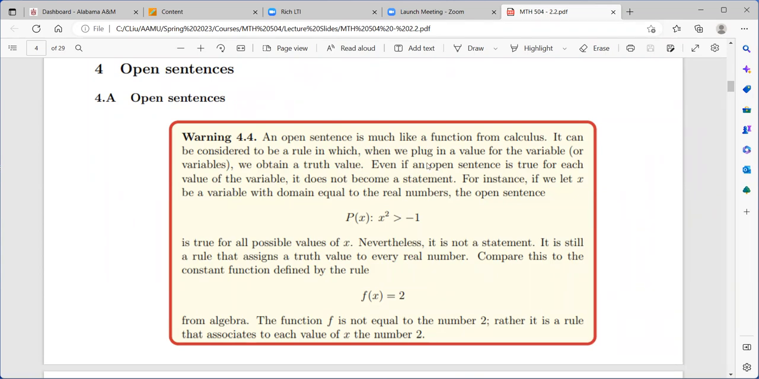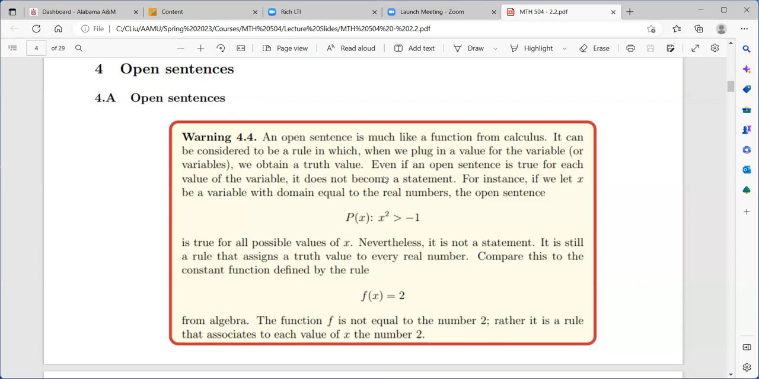Even if an open sentence is true for each value of the variable, it does not become a statement. So if you don't specify the value of the variable in the open sentence, then it's not a statement. Although the open sentence may be true for each value of the variable in the domain, it's still an open sentence, not a statement.